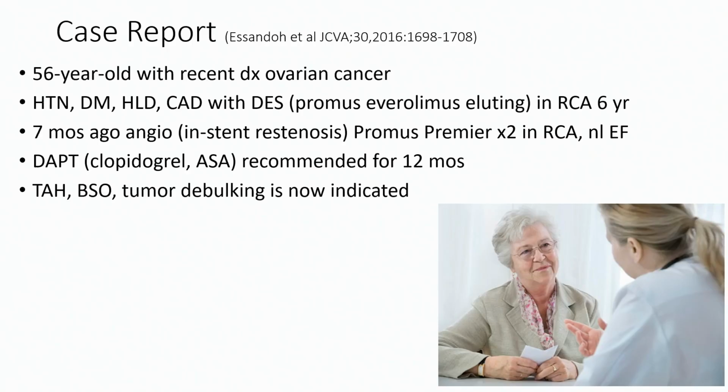So, for example, this is a real case that might present to us. A 56-year-old lady with a recent diagnosis of ovarian cancer, with a history of typical problems like hypertension, diabetes, and hyperlipidemia. She also has coronary artery disease, for which she had a drug-eluting stent placed 6 years ago. However, she had an angiogram 7 months ago for chest discomfort, for which she had 2 additional stents placed in her right coronary artery. That was 7 months ago.